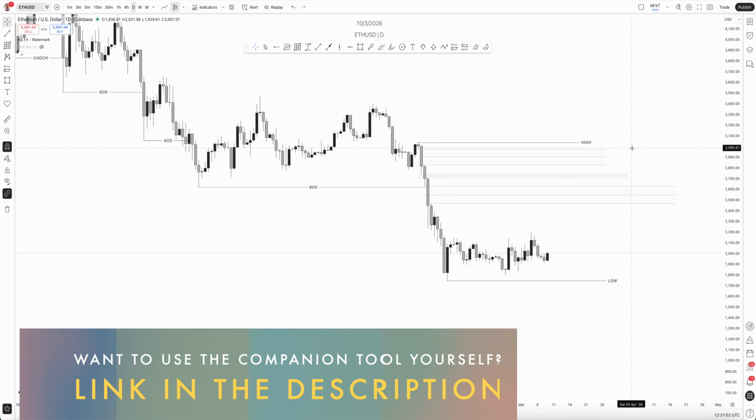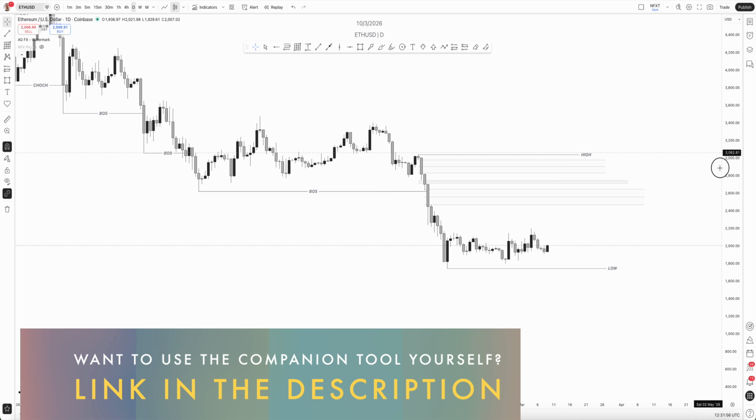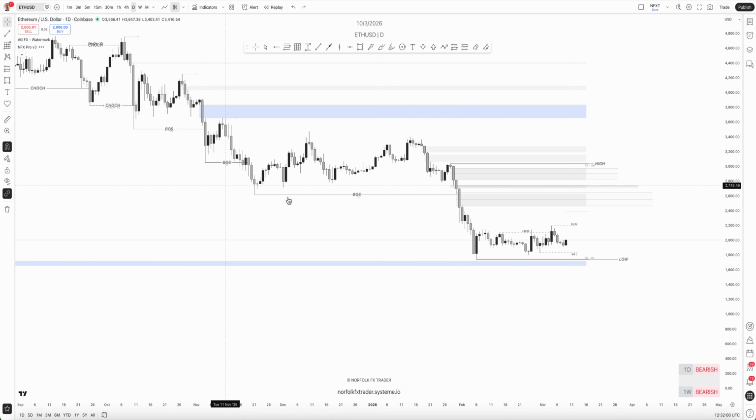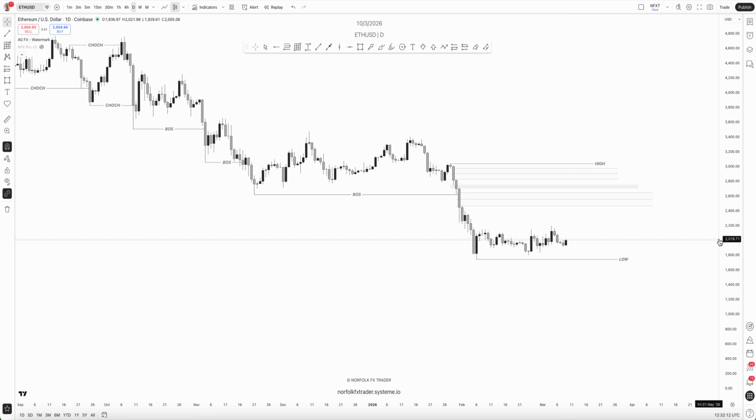Now that we have covered how to establish these mapping rules manually, let me show you how the companion tool maps structure across multiple markets automatically. And you'll see where we've got these imbalances already marked. And we also have internal structure marked there as well, which we haven't even been through yet. So you can see how quickly the tool is going to automate that process for us.